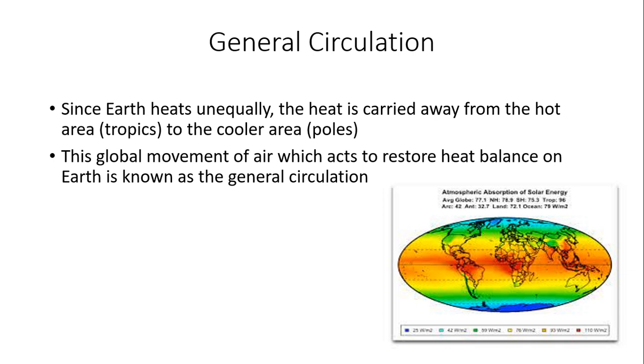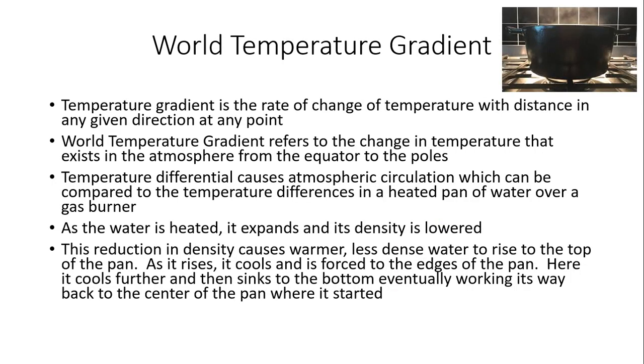So there's a big difference in heating across the latitudes, across the Earth in general. Much more heating and absorption occurs at the equator, less heating at the poles. Now, the world temperature gradient overall. What do I mean when I say the word temperature gradient? Temperature gradient is the rate of change of temperature with distance in any given direction at any point. Now, the world temperature gradient refers to the change in temperature that exists in the atmosphere as we go from the lower latitudes at the equator to the higher latitudes at the poles.